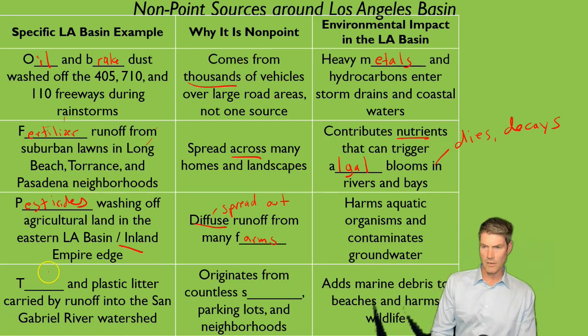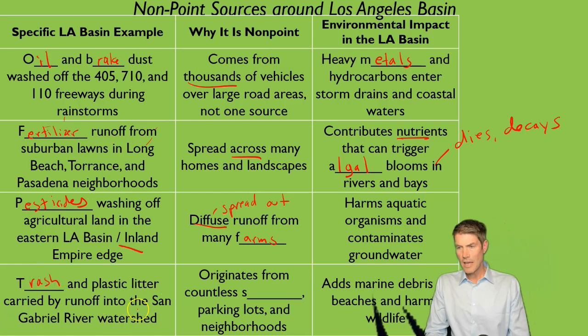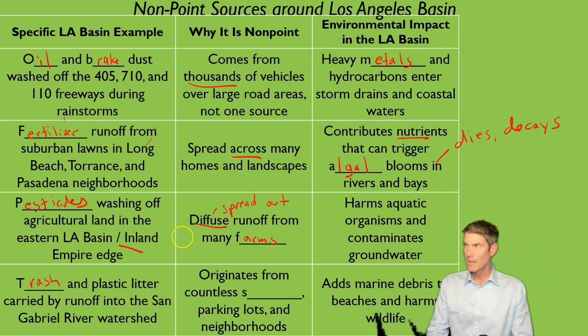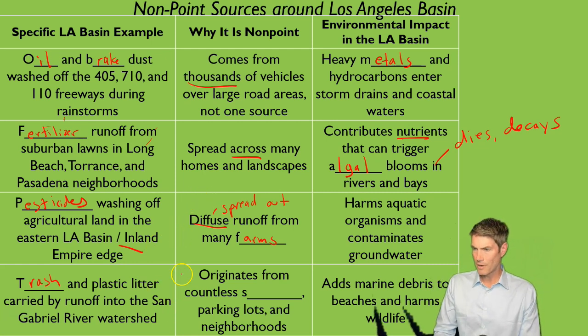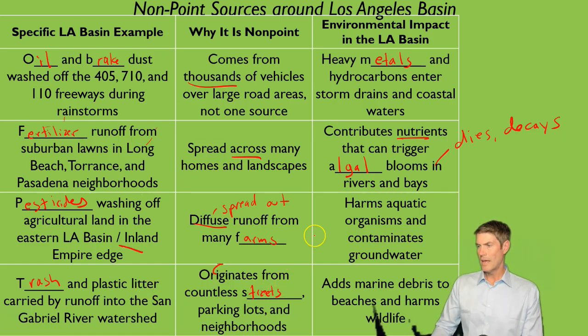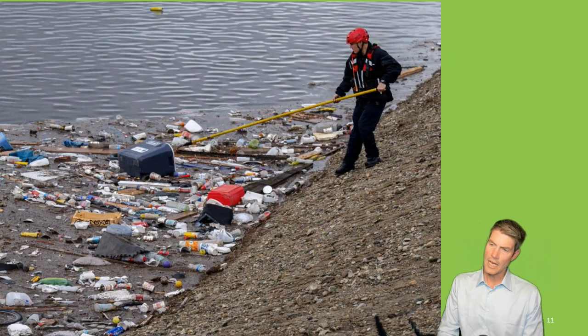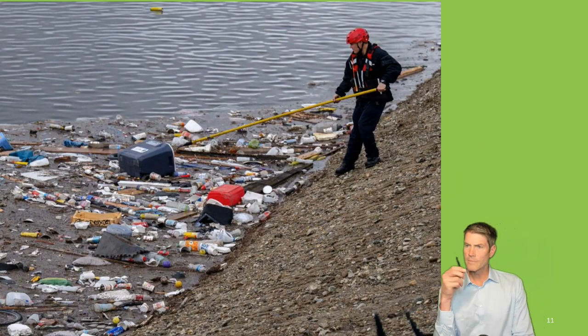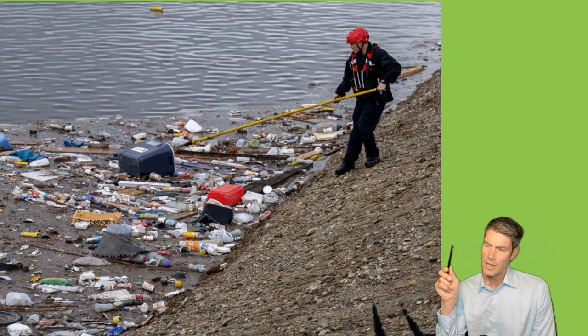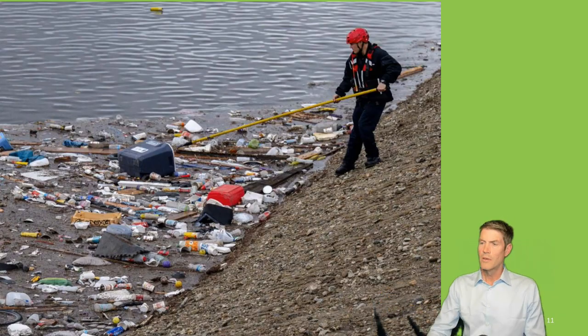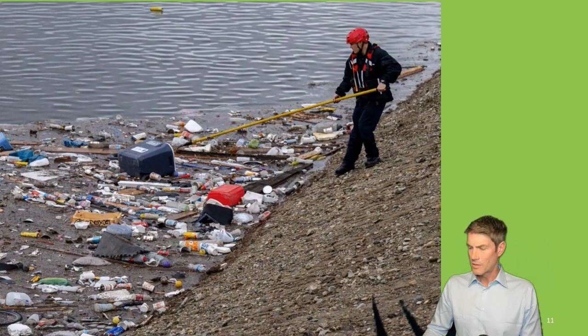And then trash, plastic litter, carried by runoff. San Gabriel, LA River, any watershed. Countless streets, parking lots, and neighborhoods. Just everywhere. And we see debris. I think this picture is from the LA River. After a storm, you see these massive buildups of just this trash and pollution sitting out there.